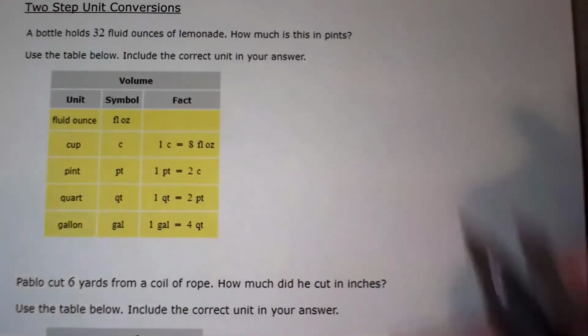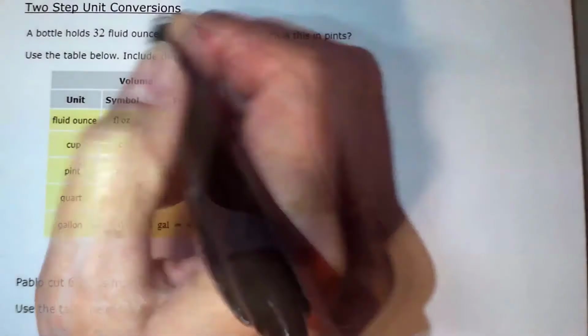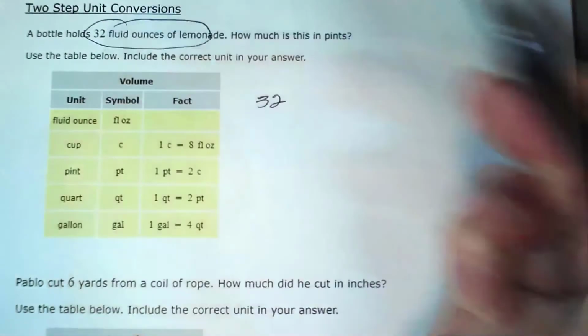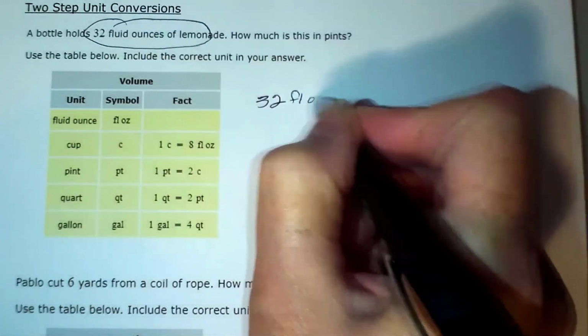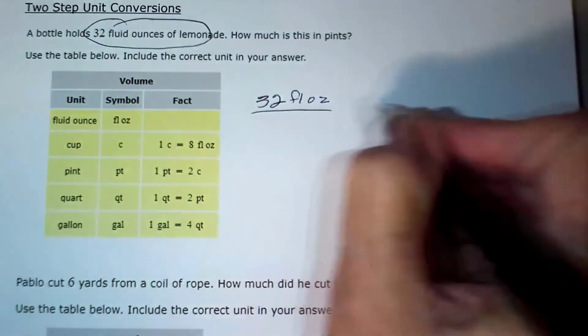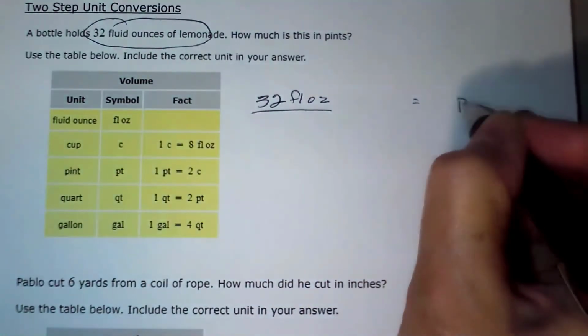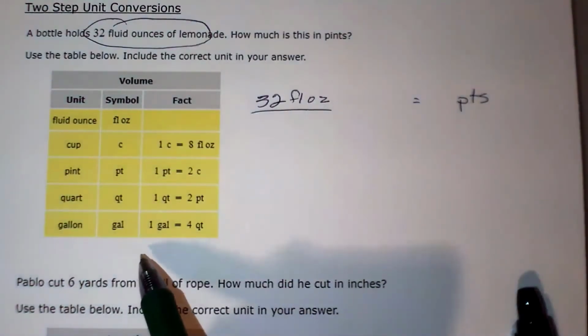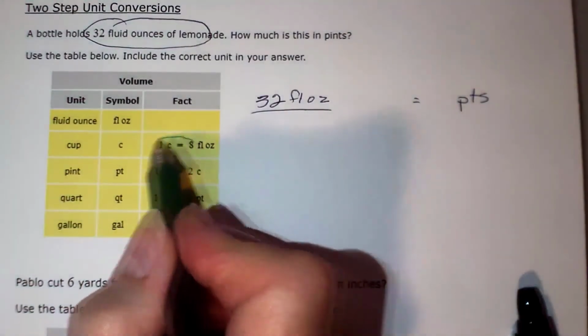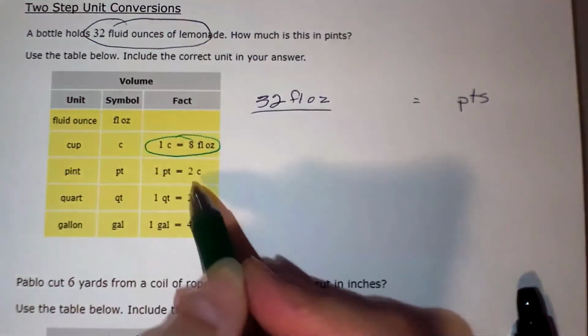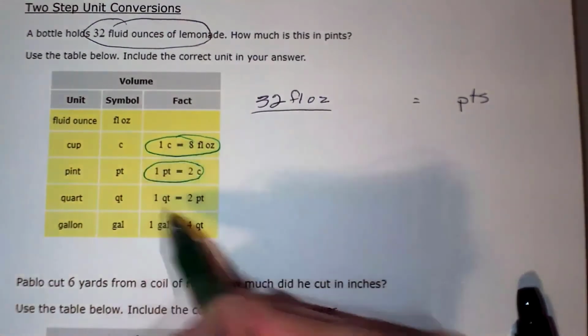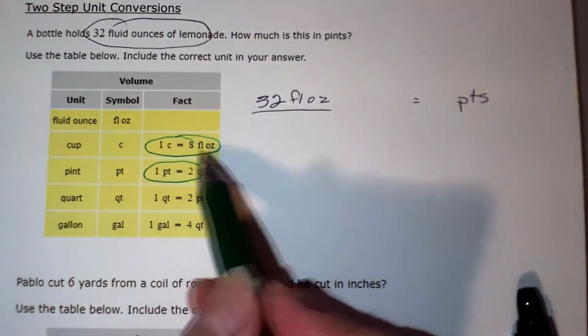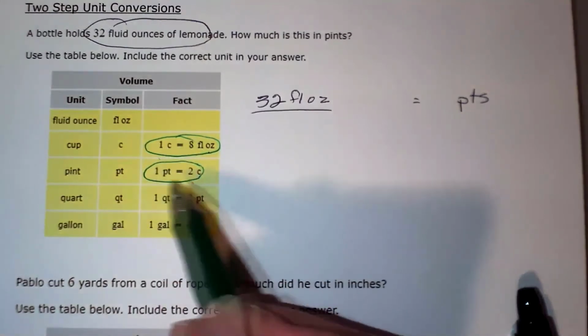Here we're switching from 32 fluid ounces of lemonade to pints. And here we have fluid ounces and pints in 2 steps. So first I have to move from fluid ounces to cups, and then from cups to pints.